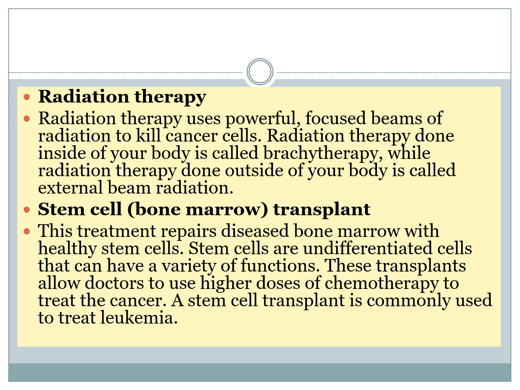This treatment replaces diseased bone marrow with healthy stem cells. Stem cells are undifferentiated cells that can have a variety of functions. These transplants allow doctors to use higher doses of chemotherapy to treat the cancer. A stem cell transplant is commonly used to treat leukemia.